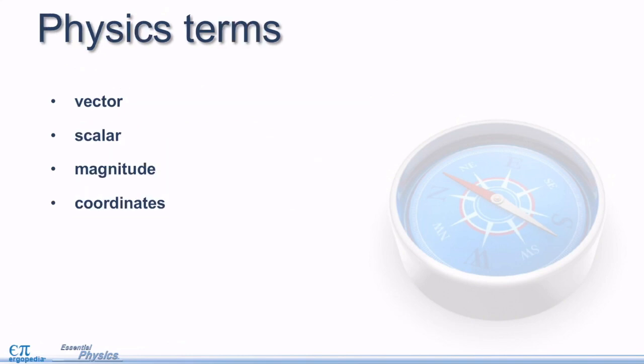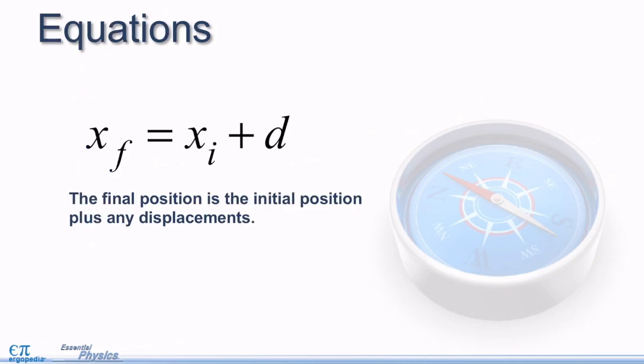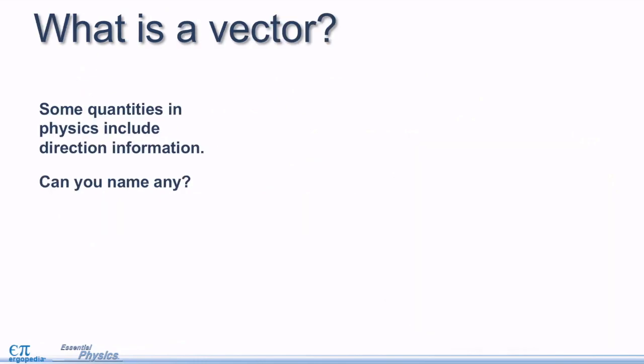Here are the vocab terms that we'll be talking about today, so watch out for these as we go through our presentation: vector, scalar, magnitude, and coordinates. And this is the primary equation we're going to look at today. So this is an equation that explains the final position based on initial position and displacement.